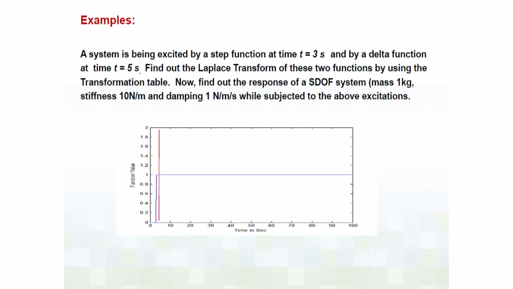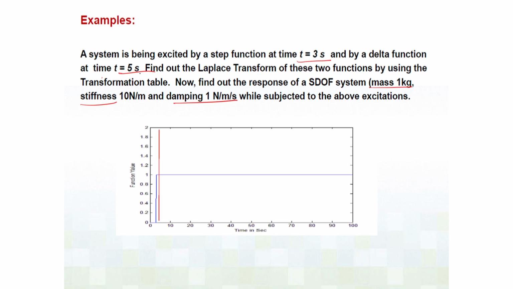Now, here is an example. Suppose there is a system which is excited at t equals 3 seconds by a step function and by a delta function at t equals 5 seconds. Can you find out the response of the system, where the system properties are given to you: mass, stiffness, and damping? So, you can just try to see how this theorem that you have learned can fit into finding the response of this system.